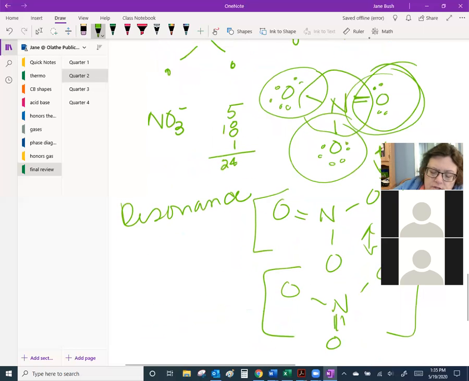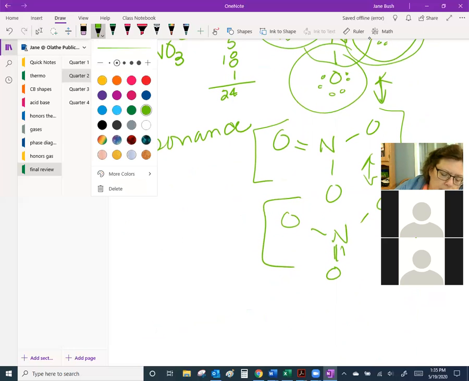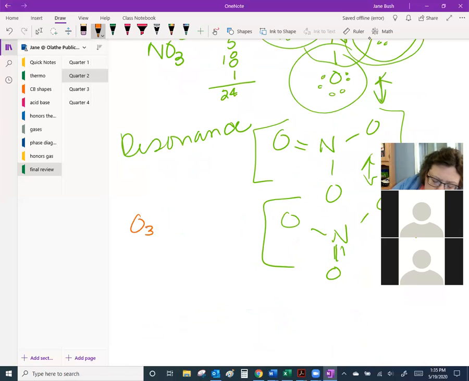If you have a situation like ozone, and if you're curious, yes, I do like changing the colors. Ozone would have 18 electrons. Ozone has only 3 oxygens though. Counting them out gives us 18 electrons.